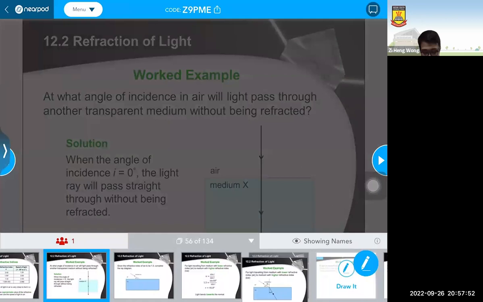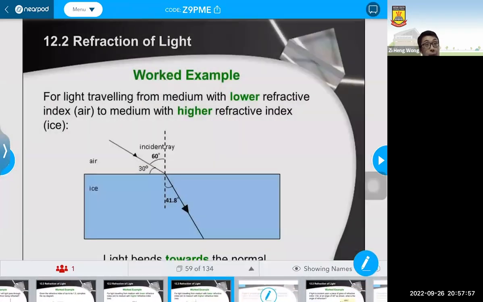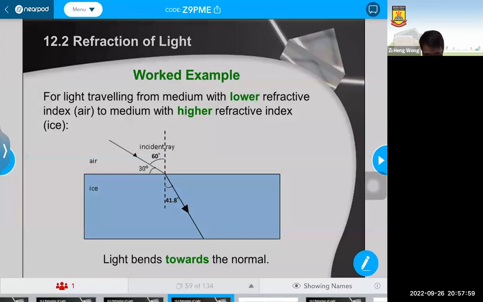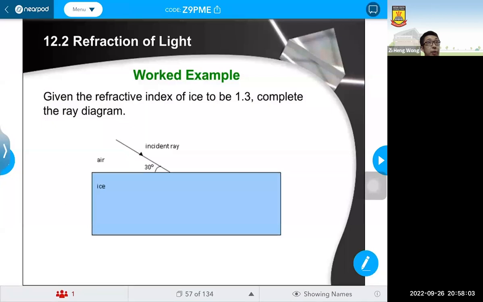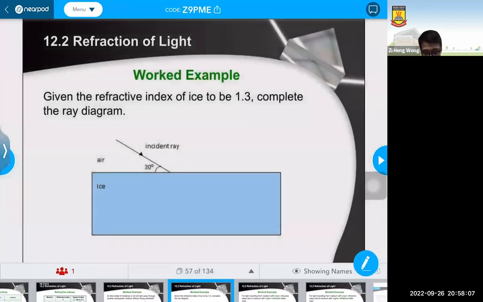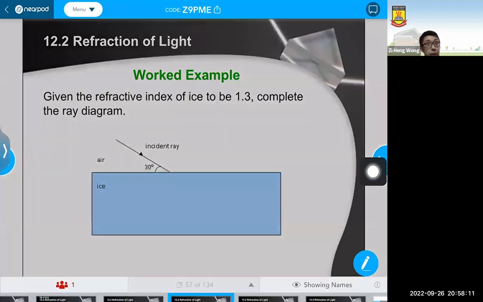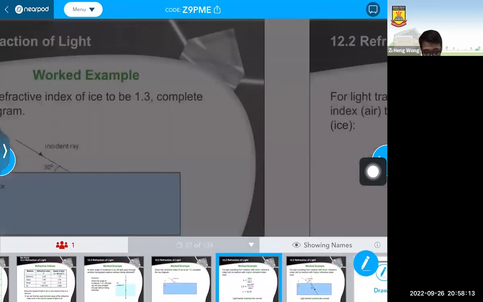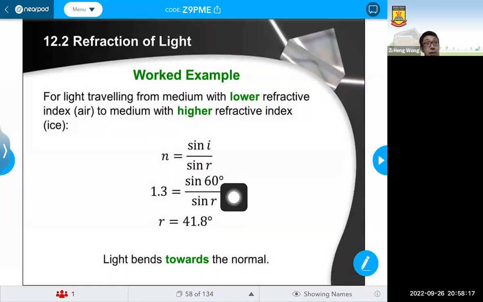Basically, for calculation, in this example the data gives a refractive index of 1.3 and asks you to complete the ray diagram. The angle of incidence here is 60, not 30. Take note: always measure from the normal, so it's 60. You just do your substitution. The angle of incidence is 60, n is 1.3, then you find r.